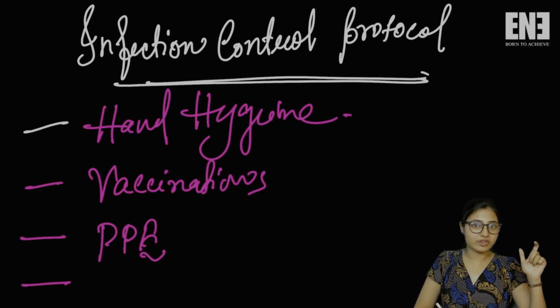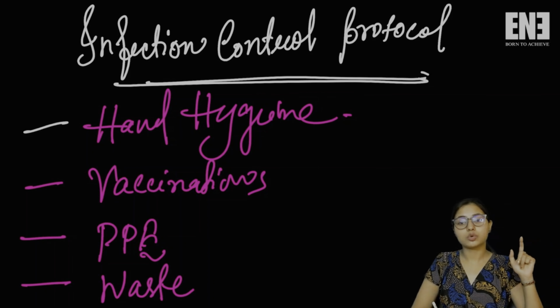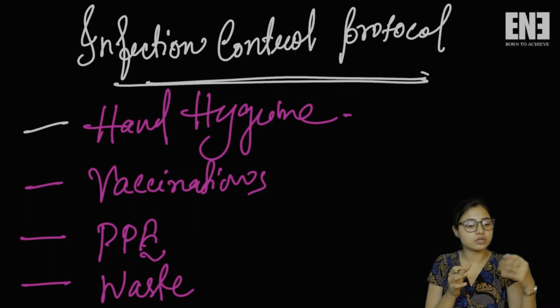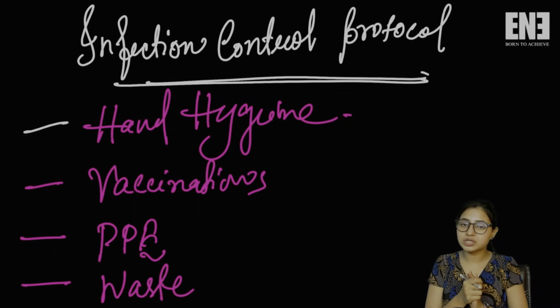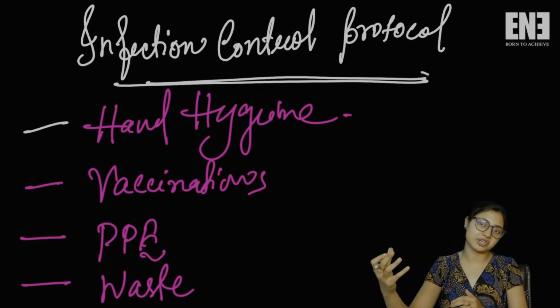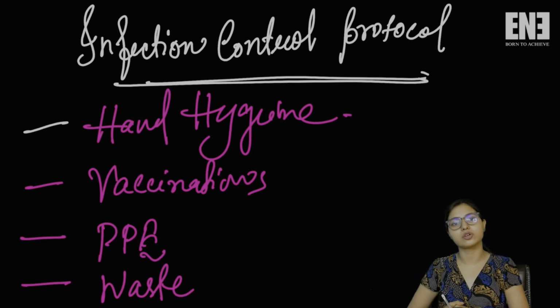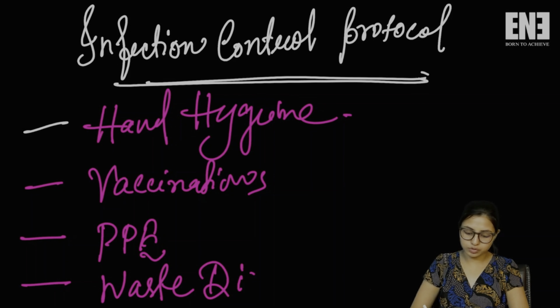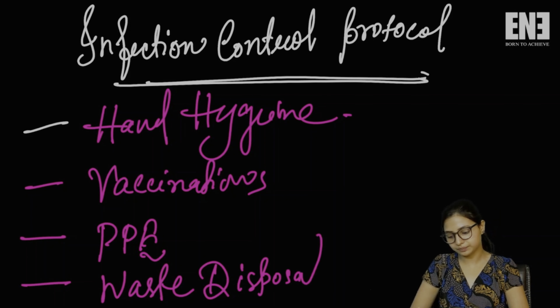After that, proper disposal of the waste. If you are disposing of your waste somewhere, you have to see that you dispose of it in a proper manner, so that it won't again become a mode of infection through rodents, flies or mosquitoes. We'll also study waste disposal in a separate class.